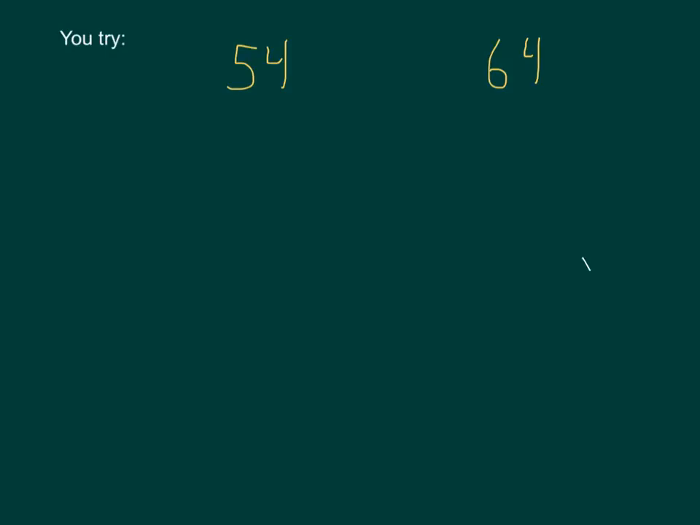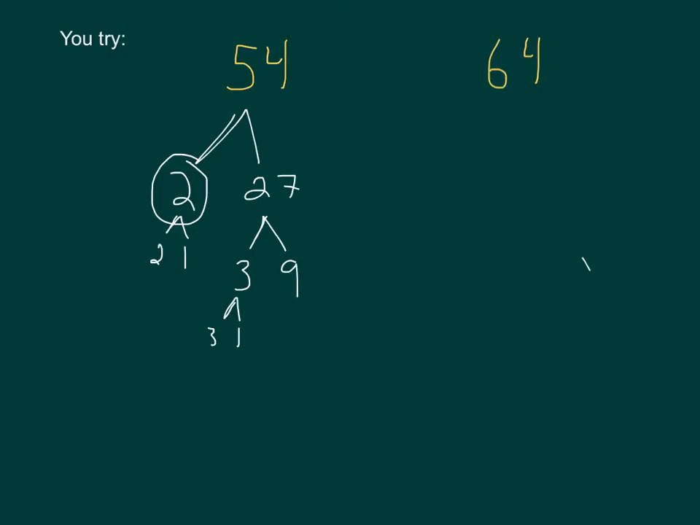All right, so let's look at 54 first of all. 54 can be broken down into 2, we'll start with 2, and 27. We know 2 is as far as it can go because 2 is just 2 and 1, so that's one of our prime factors. And we know 27 can be broken down into 3 times 9. 3 we know is 3 and 1, so that's one of our prime factors. And 9 can be broken down into 3 and 3. So we've got all of our factors there.